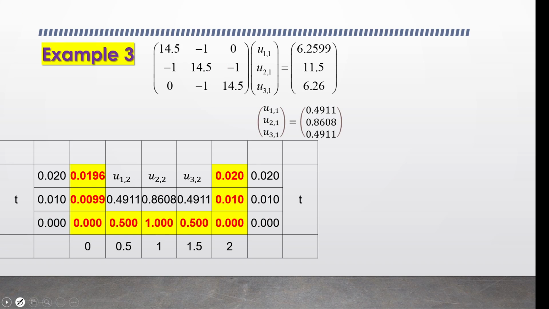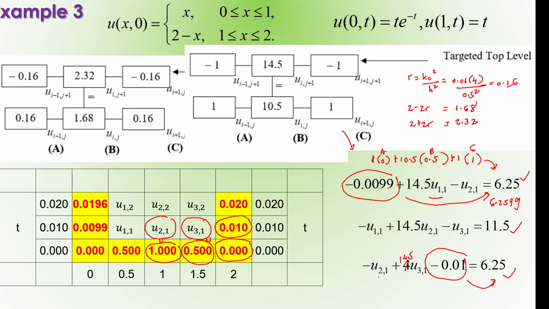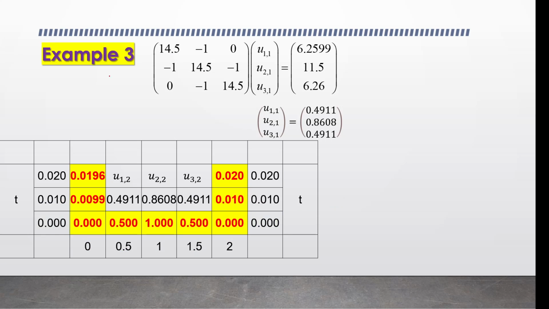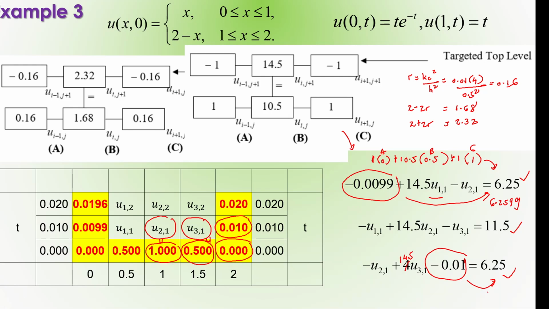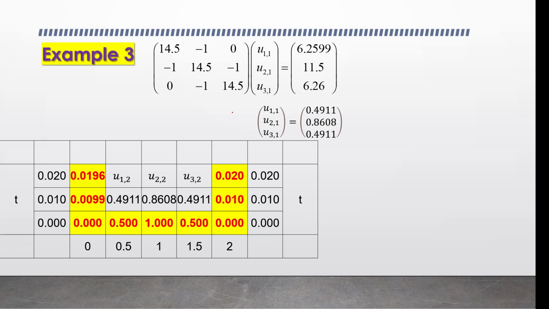Then the third equation: negative U21, 14.5 U31, so negative 1, 14.5. How do I get 6.26? Exactly 6.25, you add 0.01, so you get 6.26. Then using your scientific calculator, you can quickly obtain U11, U21, U31.